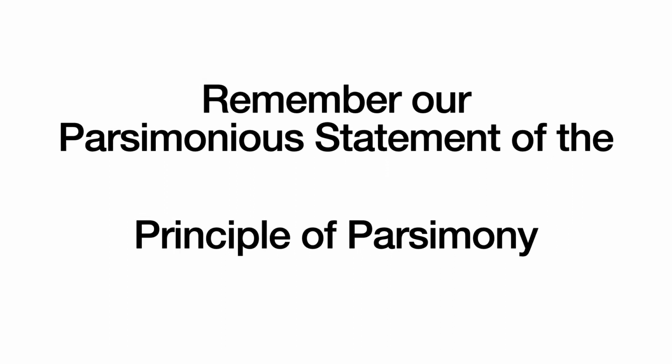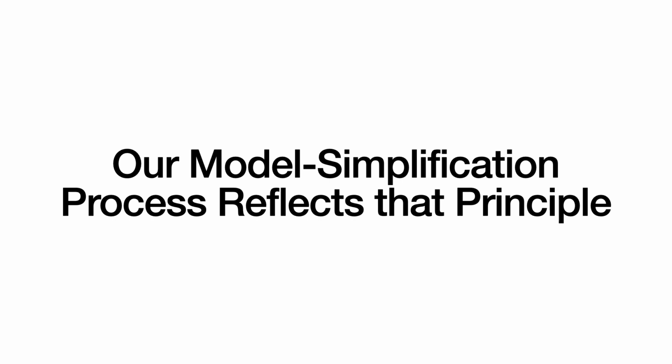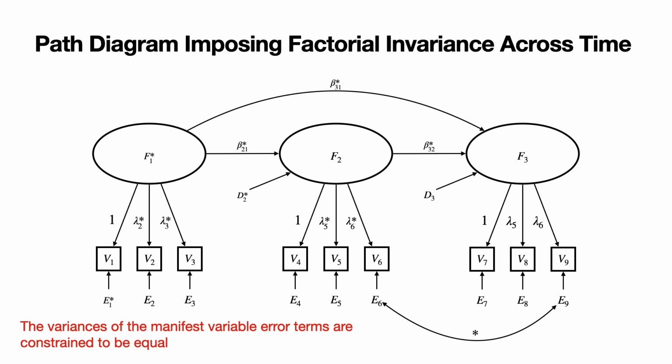Let's recall our parsimonious statement of the principle of parsimony. Everything should be kept as simple as is reasonable, but no simpler. Our model simplification process reflects that principle. So let's review the final model. Here is a path diagram for the final model.